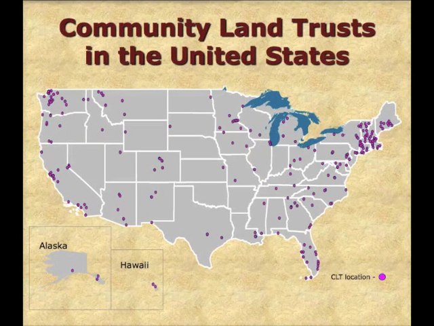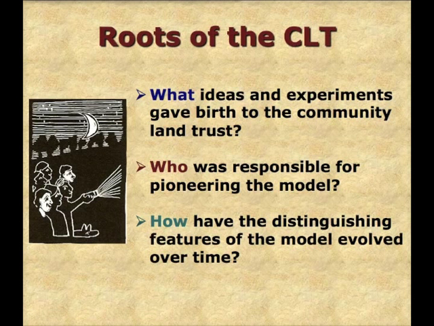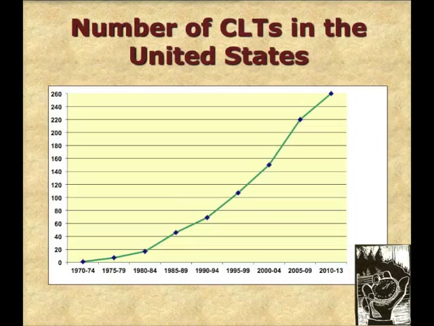Roots of the CLT is focused on the model's development in a single country. CLTs currently exist in 46 different states, Puerto Rico, and the District of Columbia. It is important to note, however, that CLTs are now being established in other countries as well, including England, Australia, Canada, and Belgium. Our search for roots of the CLT will examine precedents and pioneers that prepared the ground for the first CLTs. We'll also trace the ways in which the model has changed over the years.